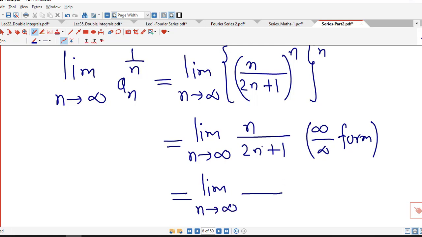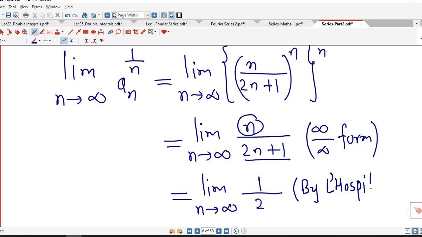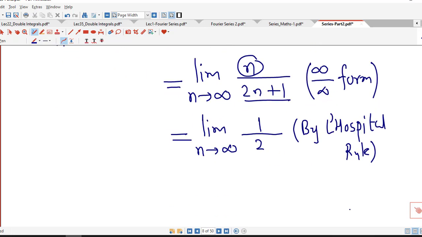We differentiate numerator and denominator with respect to n. So the derivative of n is 1. Here the derivative of 2n plus 1 is 2 plus 0. So this is by L'Hospital rule, and the limit of 1 by 2 is 1 by 2. It is independent of n.